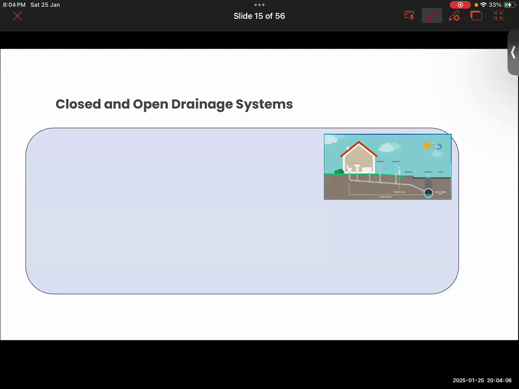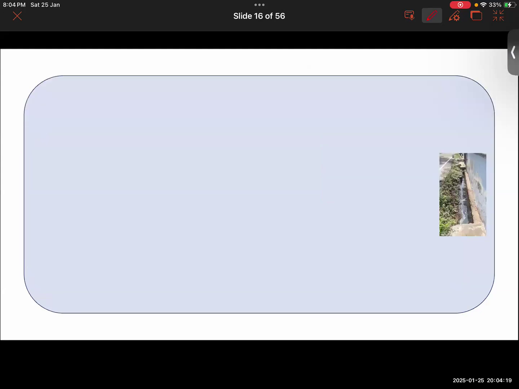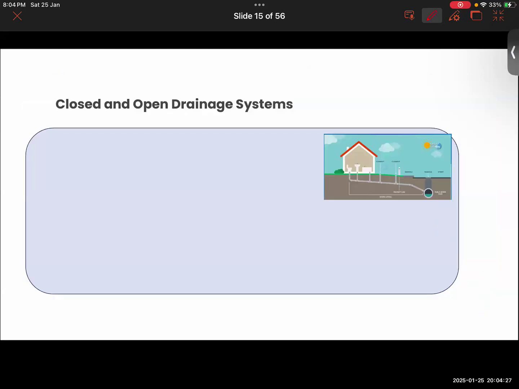Further, we see that there can be two types of drainage system. In some regions, we have a well-developed drainage system that is under the ground, but in some regions we have an open drainage system where the sewage is flowing in open drains like this, which is poorly maintained. Getting it?